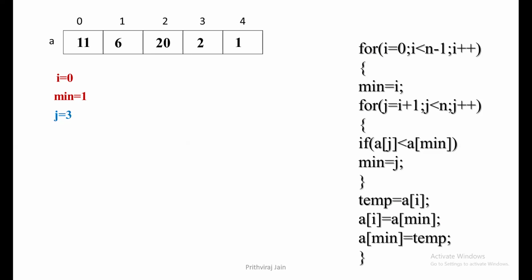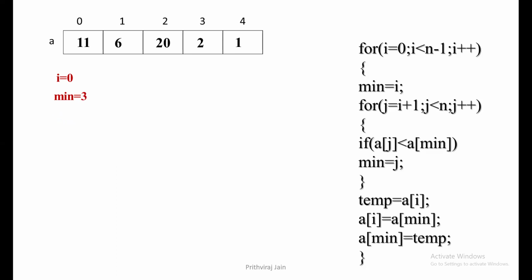Again, j is equal to 3. Now I'm comparing a of 3 with a of 1. I hope you are getting it: a of j is nothing but a of 3, and the min value is still 1 only. So a of 3 is compared with a of 1, that is 2 is compared with 6. Now this condition is true, 2 is less than 6. So min is equal to 3. Now the min position got changed to 3. That indicates that at the third position we found one more minimum element.